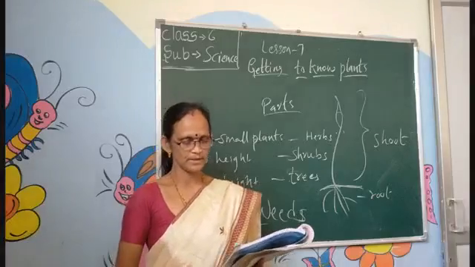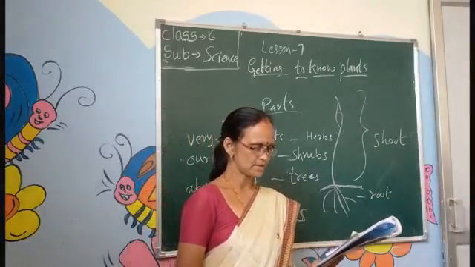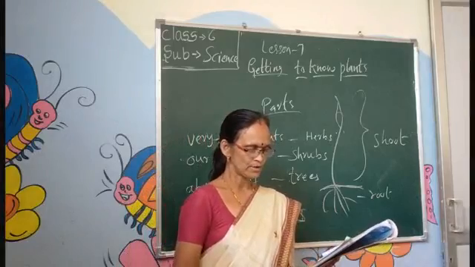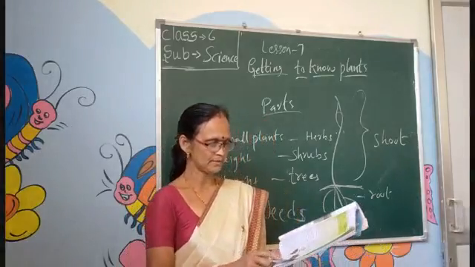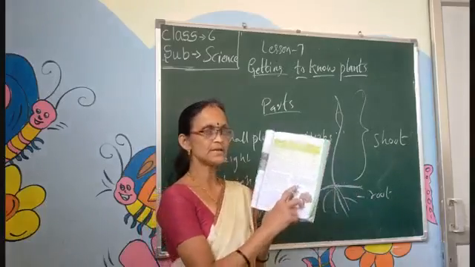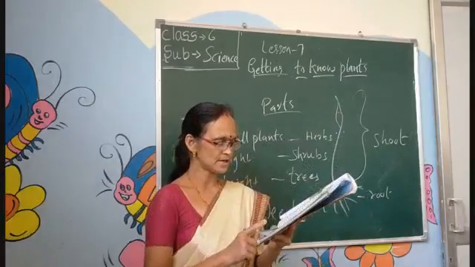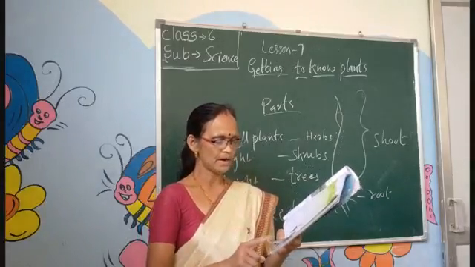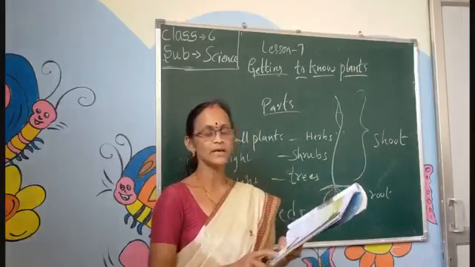For example, here shown in the figure. Yes, here in the figure they are shown. Figure A, in 7.3, he is showing a herb here. One plant is a herb, A. A is a herb, B is a shrub, and C is a tree.